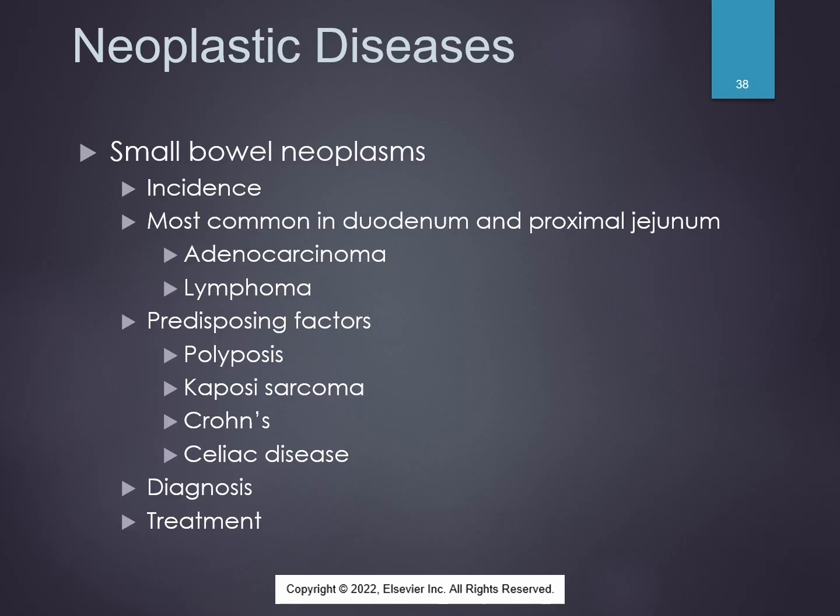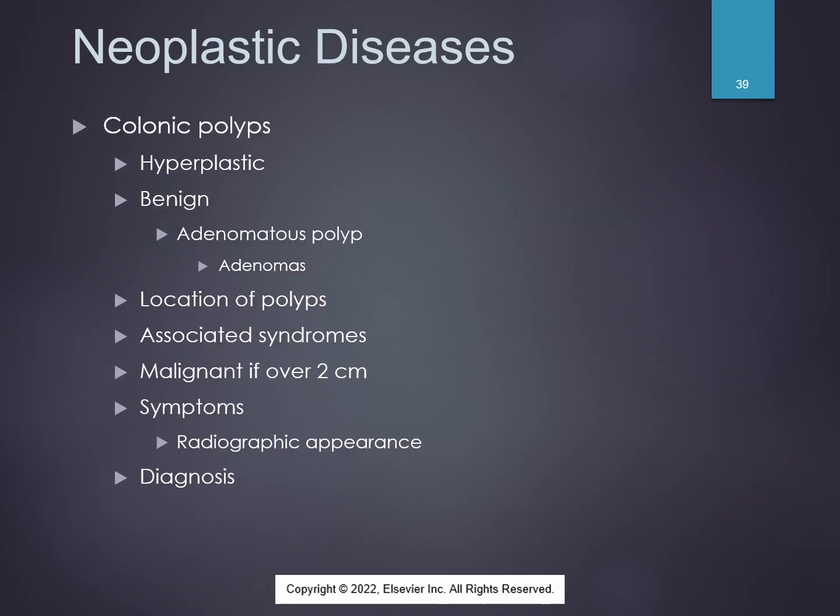These cancers are diagnosed by endoscopy procedures with biopsy. Small bowel series may also be used to aid in the diagnosis. Treatment is surgical resection. Colonic polyps are small masses of tissue arising from the bowel to project inward within the lumen. Most are hyperplastic and benign.